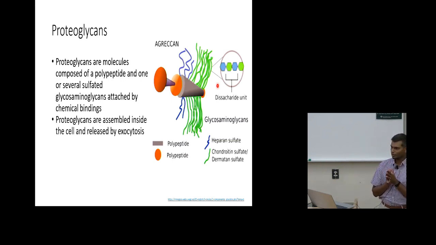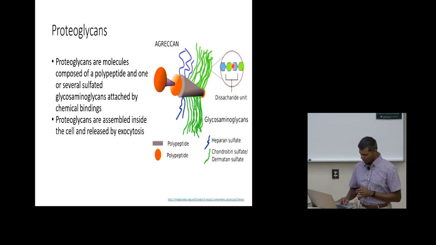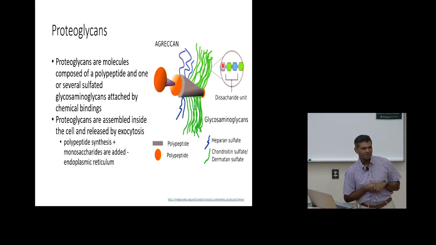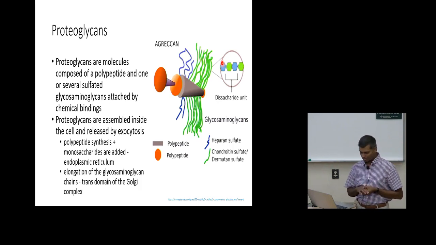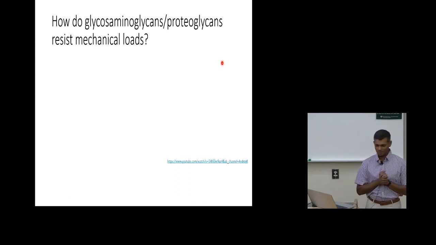But the question I have for you is, where do you think that these proteins will have the polysaccharides attached to them? In which type of organelle? Which organelle do you think? The ER, exactly, very good. It is in the ER. But the place where the elongation of these glycosaminoglycans takes place is going to be in the trans domain of the Golgi complex.